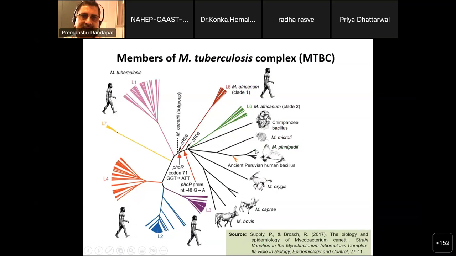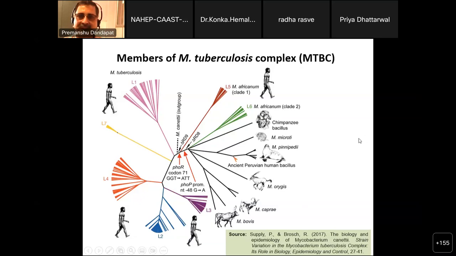So you can see that it is thought that probably the ancient strain of MTBC is Mycobacterium tuberculosis, and slowly after mutations, all the animal adopted strains came, and lastly Mycobacterium bovis. And you can see before Mycobacterium bovis is Mycobacterium caprae. And above this caprae is the orygis. So Mycobacterium orygis is just in between Mycobacterium tuberculosis and bovis. So this is having much more capability to infect human beings.